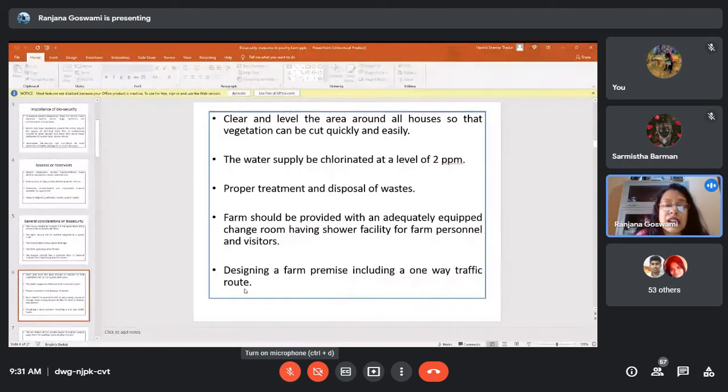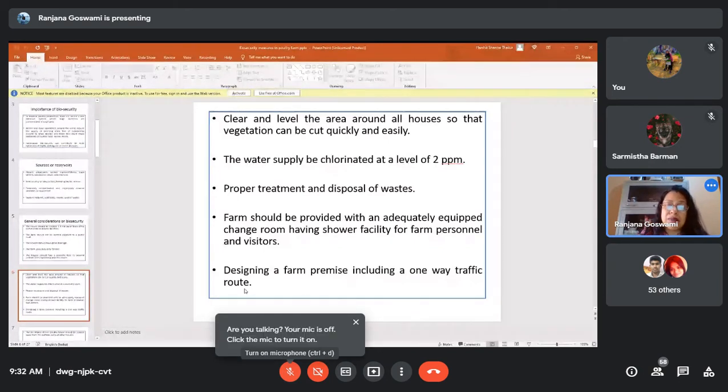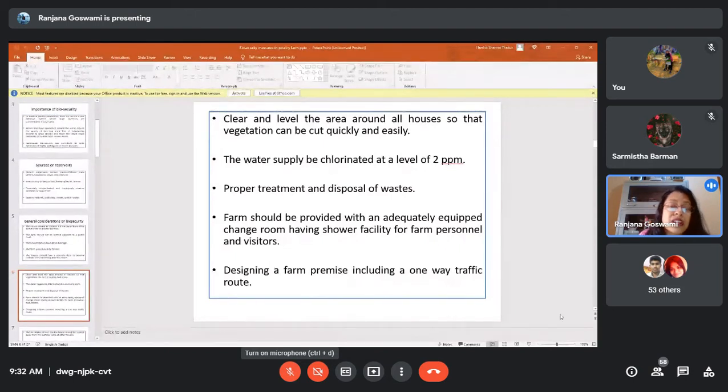There should be a system so that fewer and fewer people enter the incubation room, and it should have one-way traffic. Suppose we have the hatching room, and after that an egg storage room. That will not work, because the hatching room will have some infection, since hatching takes place there, and that room will not be a clean room. So this is not the way. You should go from clean to dirty, and a haphazard way of designing is not good. So designing of the farm premise is a very important part of biosecurity measures.